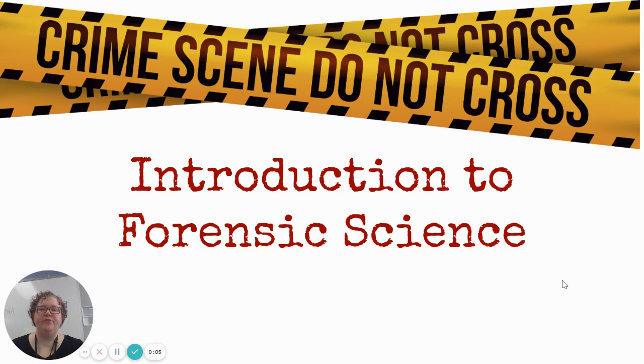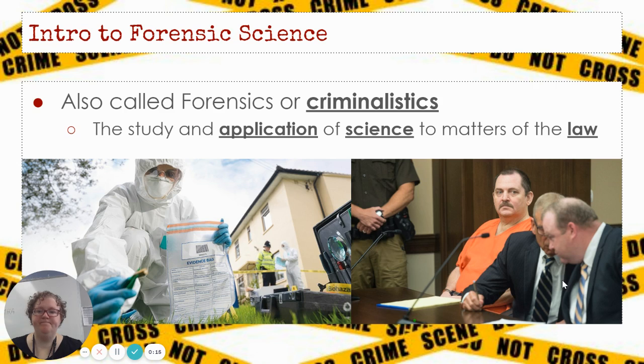Right, these are your Unit 1 forensics notes. The first unit is kind of just an introduction to forensic science. We will be talking about the different types of laws, as well as how to classify and collect evidence. So forensic science is also called criminalistics, and it is the study and application of science to matters of the law.